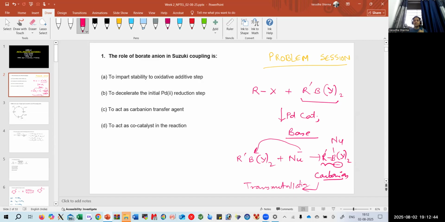So to impart stability to the oxidative addition, no, this doesn't have any role in that. To decelerate the palladium 2 reduction step, no. To act as a carbanion transfer agent, that means the role of the base and this borate ion is, we are talking about the borate ion, which is only formed when the base is involved, and this helps as the carbanion transfer agent. It does not act as a co-catalyst because it gets consumed. So option C is the right option.